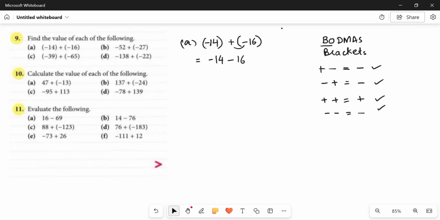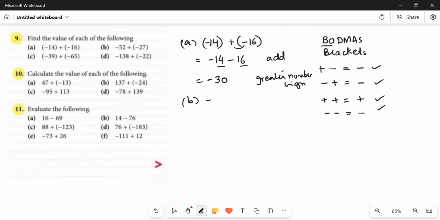Now to add or subtract, we have to look for both the integers. Since both the integers have same signs, we have to add over here. 14 plus 16 gives us 30. And to put the sign, we have to look for the greater number. 16 is greater, it is negative. So the answer would be negative 30. That's simple. Okay.